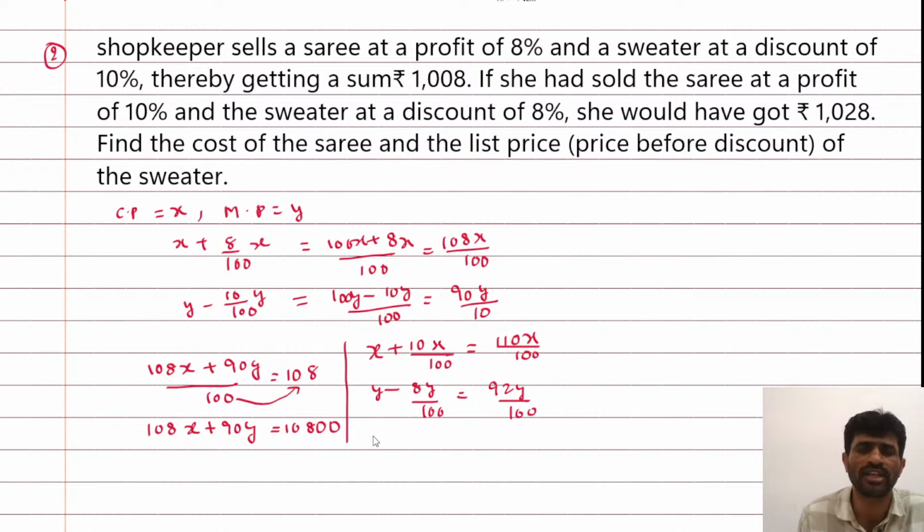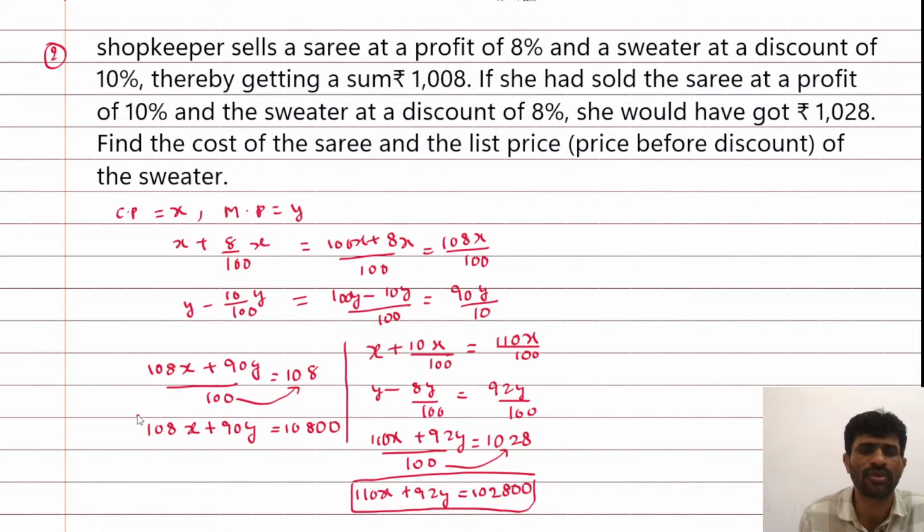So by these two, what we get? Another equation: 110x plus 92y, all divided by 100, is equal to, what is the amount he got here? 1028. So transpose this 100 this side, we get 110x plus 92y is equal to 102800. Now this is equation 1, and this is one more equation, equation 2.